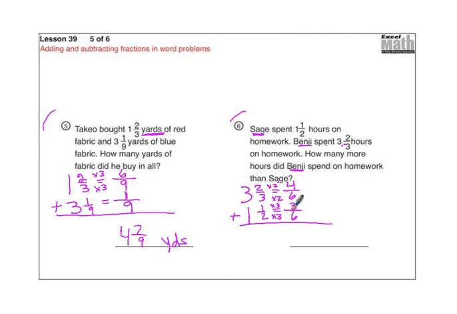And, oh, this is not an addition problem. This is a subtraction problem. 4 minus 3 is 1. 1/6. 3 minus 1 is 2. So Benji spent 2 1/6 more than Sage. Wait. 2 1/6 what more than Sage? Oh, we got to put a label on here. What do you know? Don't forget the labels.